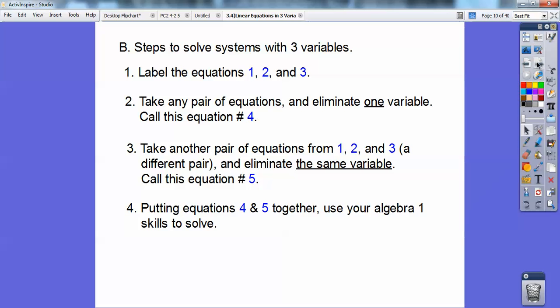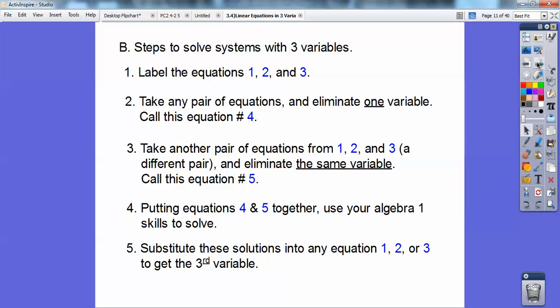And then you put 4 and 5 together and use your algebra skills to solve. So you'd be back in your Algebra 1 class. Whatever you get, substitute those solutions, so probably x and y, that's what I have on these ones, or x and z or y and z, whatever two solutions you did, into one of the original equations, and that'll get you your third variable.